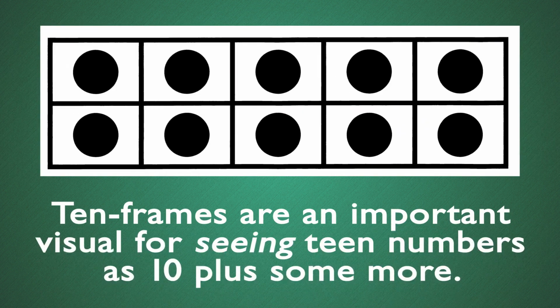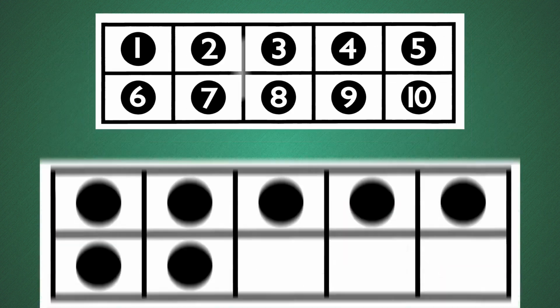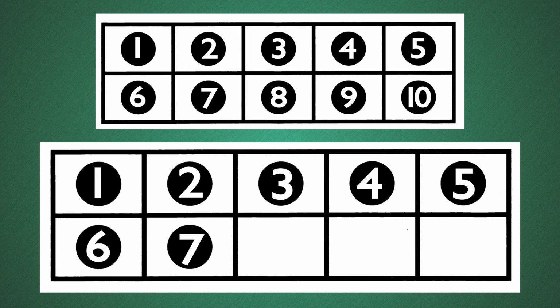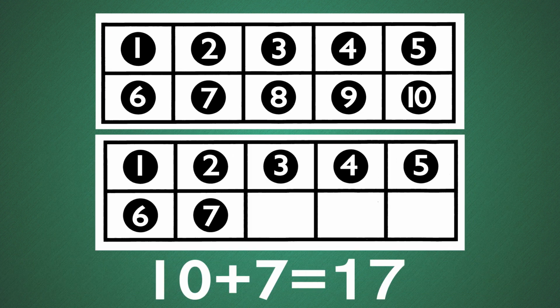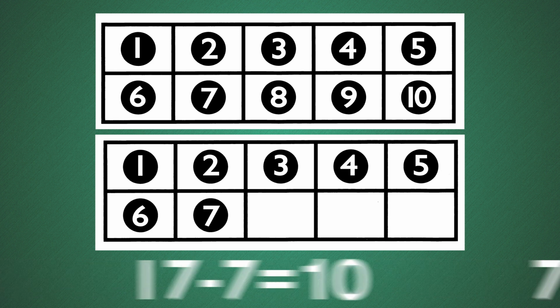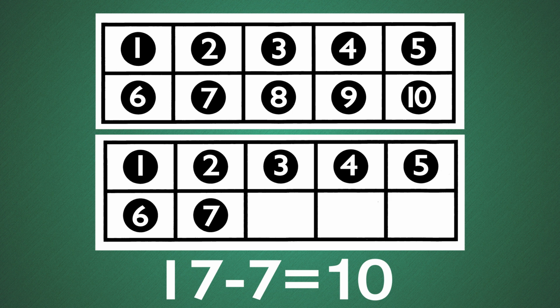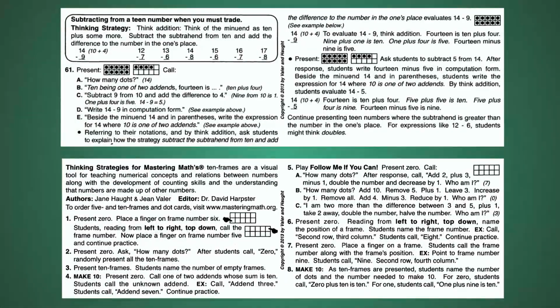10 frames are an important visual for seeing teen numbers as 10 plus some more. How many dots are on this 10 frame? As I join the dots, you can see that 10 plus 7 is. 7 plus 10 is. 17 minus 7 is. 17 minus 10 is. Again, all these activities are written on the backs of the cards.